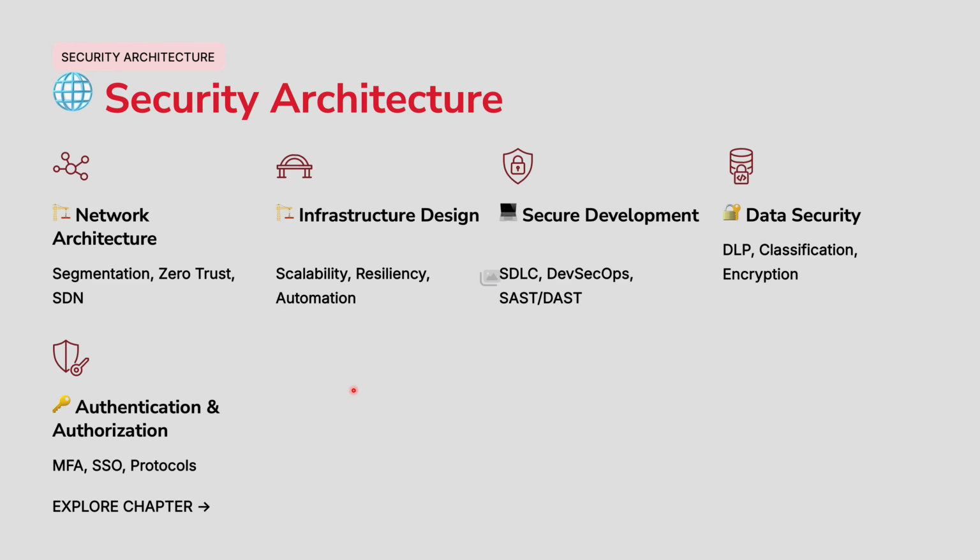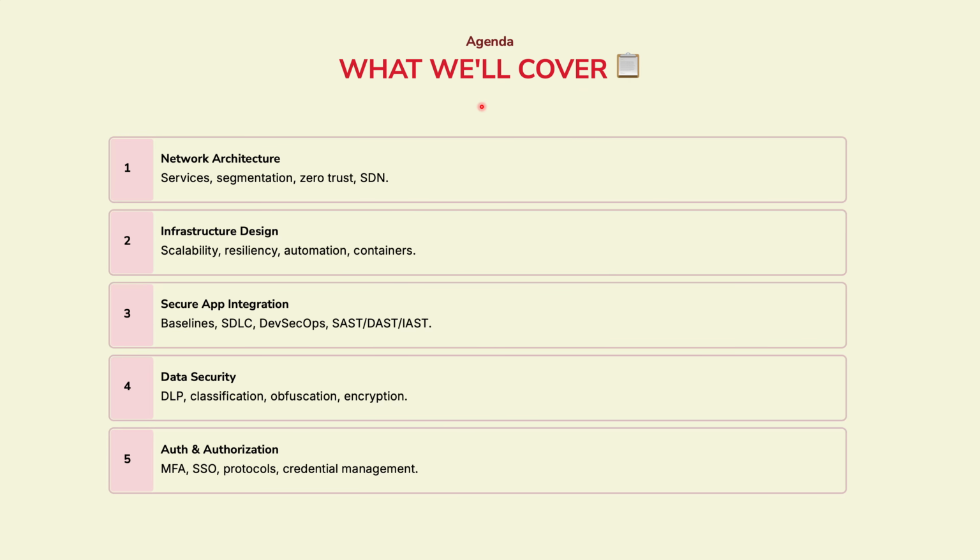Now, before we dive into the 5 objectives you're looking at on the screen over here, let's first review the agenda to understand the structure and the flow of this lecture. That way, each section will build on the previous one. So, what will we cover? We will discuss network architecture. We're going to talk about infrastructure design. We're going to talk about secure application integration, data security, and finally, authentication and authorization.